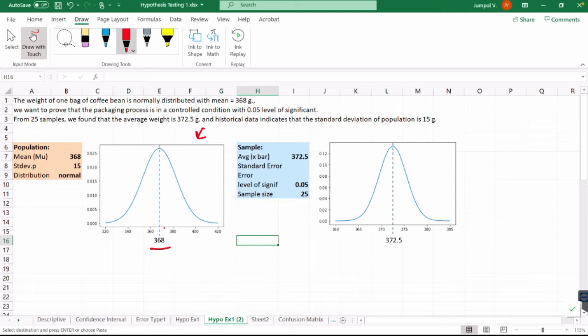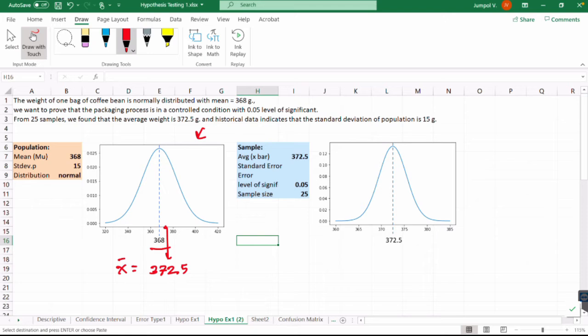If we locate the sample mean, which is 372.5, it's going to be around here, right? This is 372.5, and you can see that it is very close to the population mean, or the hypothesized population mean. Okay, this is the sample mean.